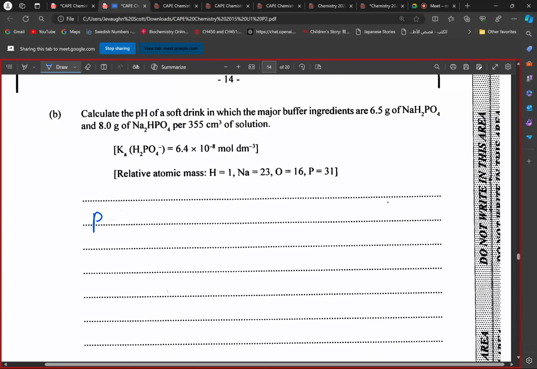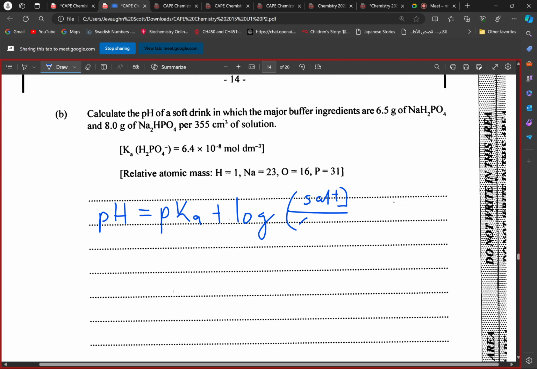So do we use the same one from the last question? Yes, we will. Right, so the same one: pH equals pKa plus log of the concentration of salt over the concentration of acid. Just remember the log. You have to take the log of it, right?